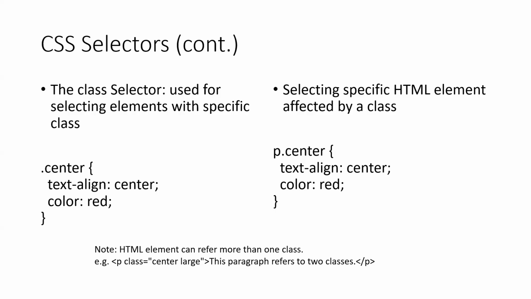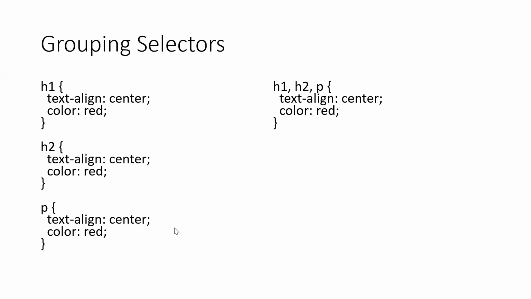Sometimes we can specify one particular element for more than one class. For example, here you can notice we have P class center and large. Basically, you are referring here to the center class as well as the large class. Right. The next one is you can group selectors.